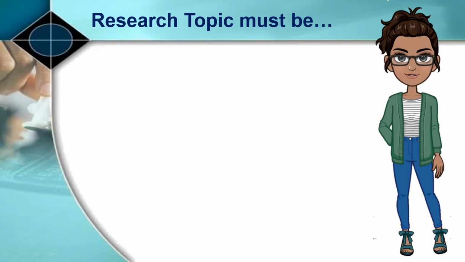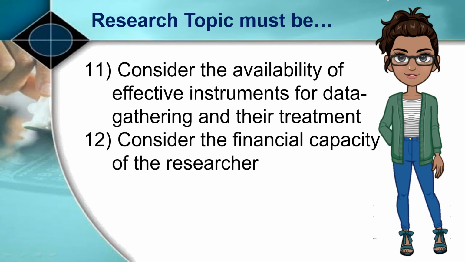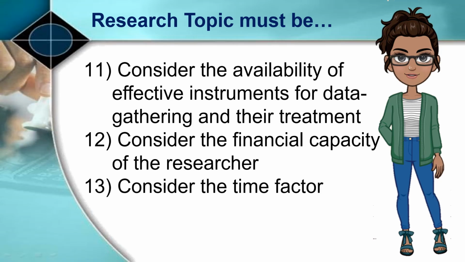11. It should consider the availability of effective instruments for gathering the data and their treatment. Number 12. It should consider the financial capacity of the researcher to support the project. And number 13, it should consider the time factor involved in the undertaking.